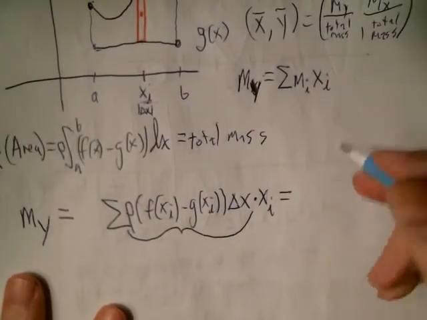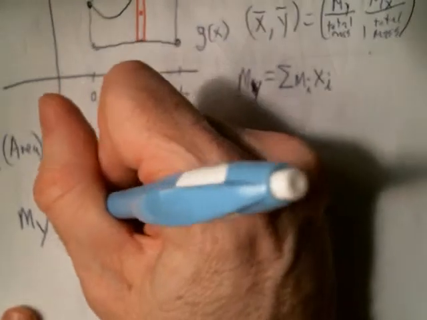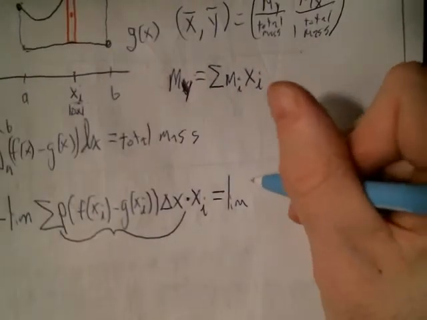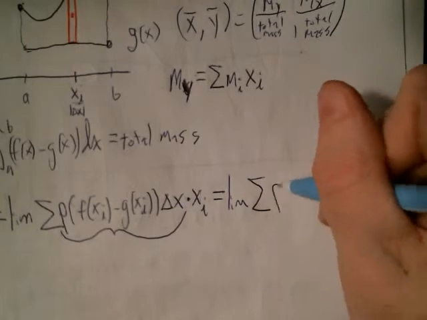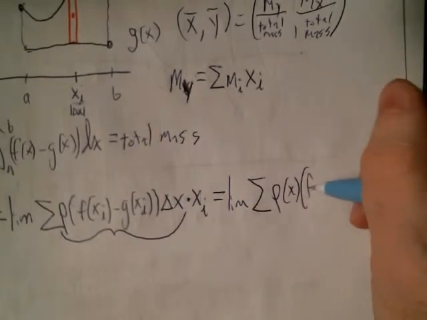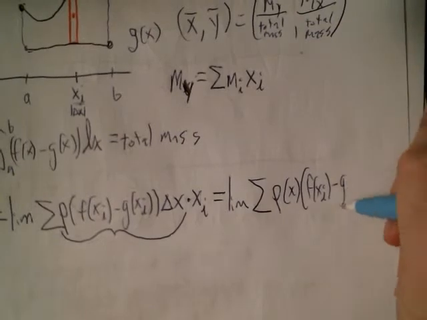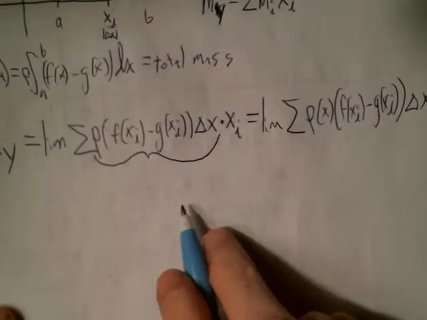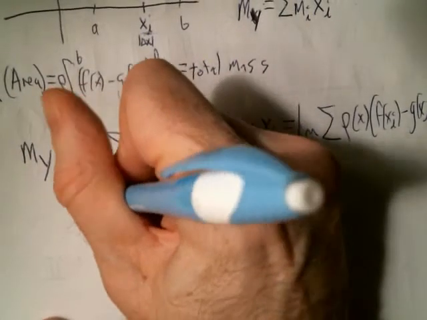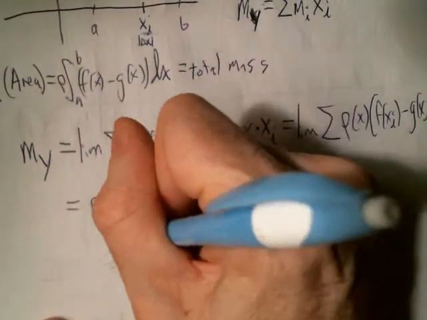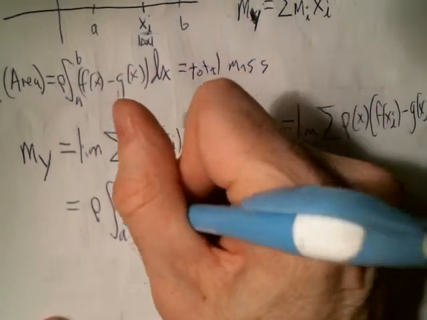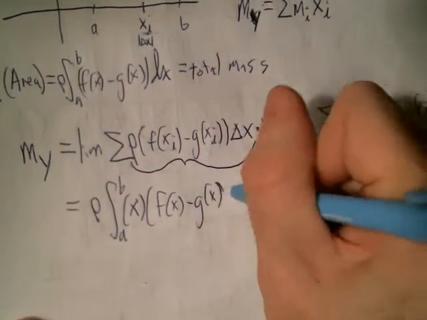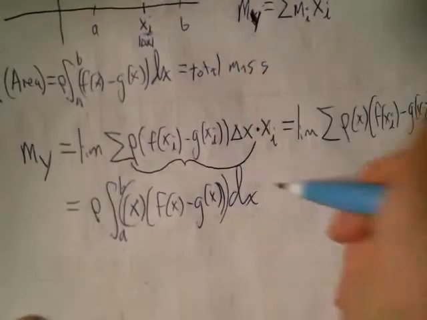Okay. We then rewrite it so it's more of a Riemann sum, and then take the limit of the thing to get our integral. So we'll have the limit of all this jazz, and rewriting it, it's rho times x sub i times f of x sub i minus g of x sub i times our change in x. And taking the limit will give us the formula for this particular guy, rho times the integral from a to b of x times f of x minus g of x times dx. Okay.